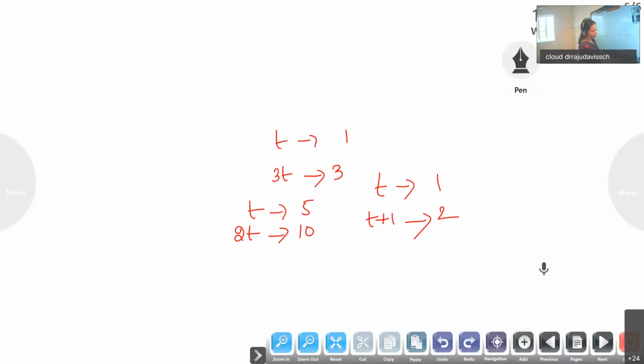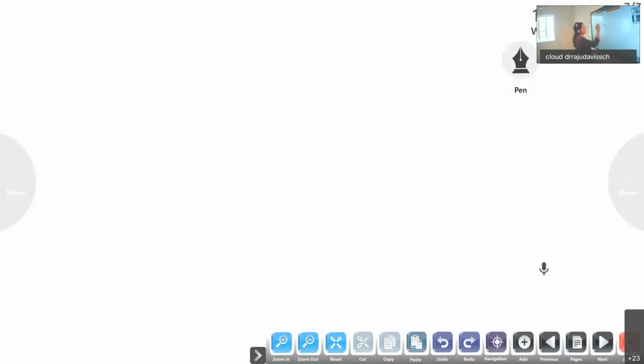So write the next one. Next one you are going to do. Evaluate limit x tending to 0 sine 10x by sine 5x. Limit x tending to 0 sine 10x by sine 5x.